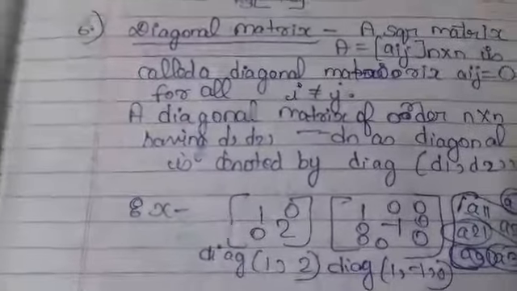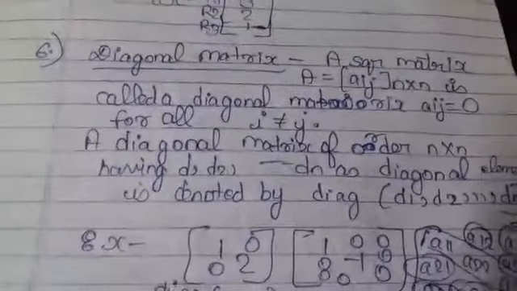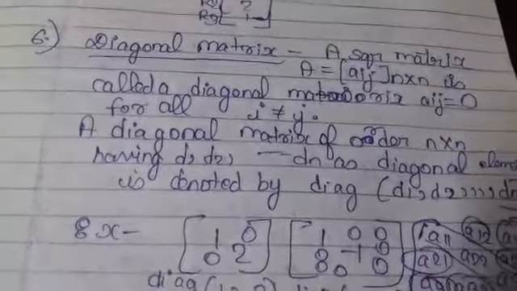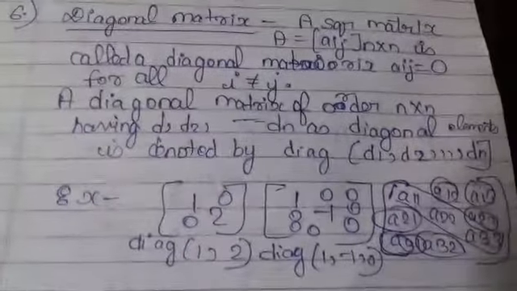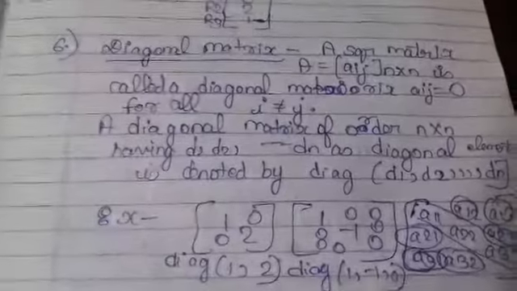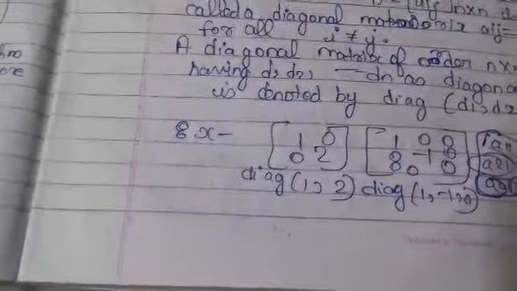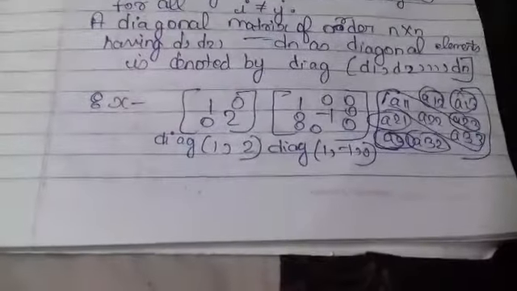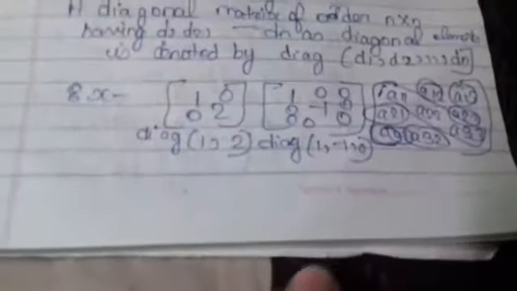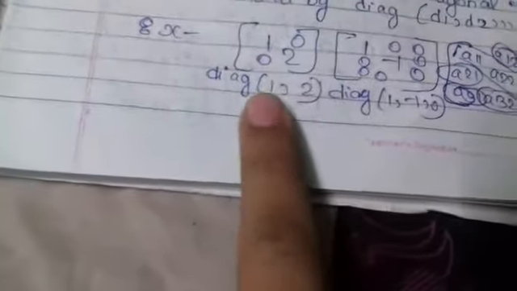Diagonal matrix: a square matrix A = [aij] of order n into n is called a diagonal matrix if aij is equal to 0 for i not equal to j. A diagonal matrix of order n into n having d1, d2 and so on as its diagonal elements is denoted by diag(d1, d2, and so on). I will make you understand. For example, I have written the first matrix 1 0 0 2, of order 2 into 2.